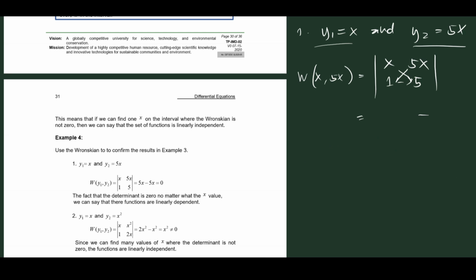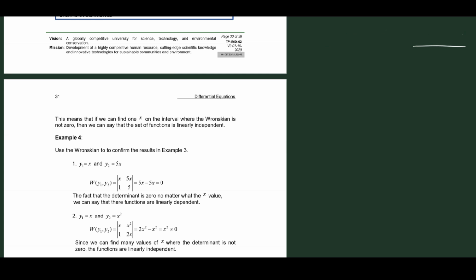Okay, so let's do the second example. Let's see how this differs if it is linearly independent, because we got the linearly dependent result from the previous example.